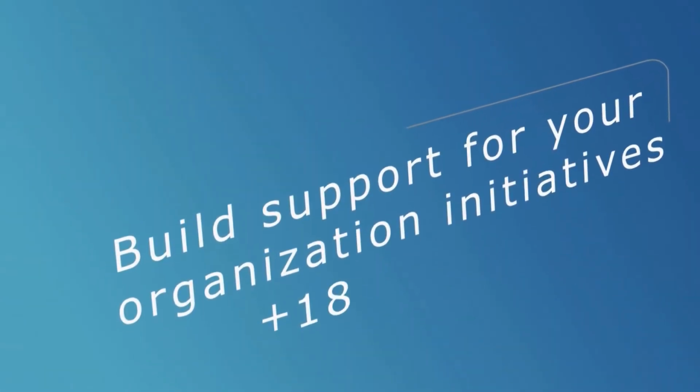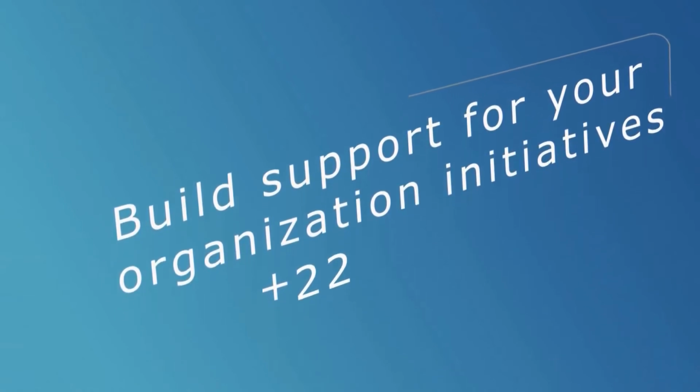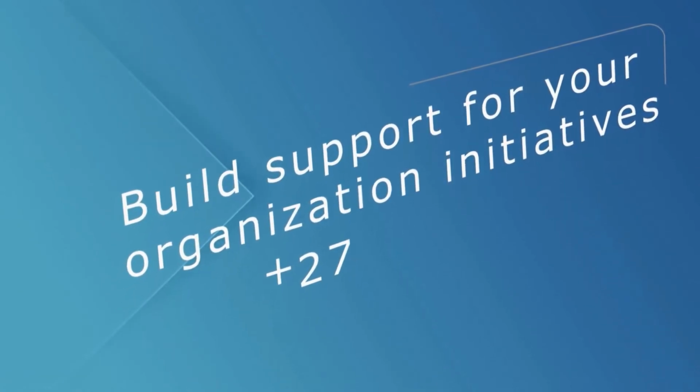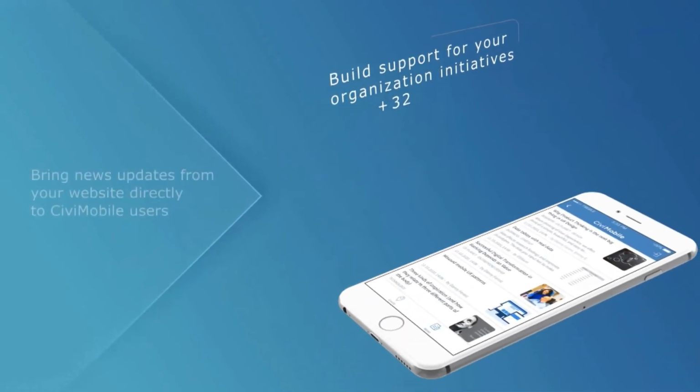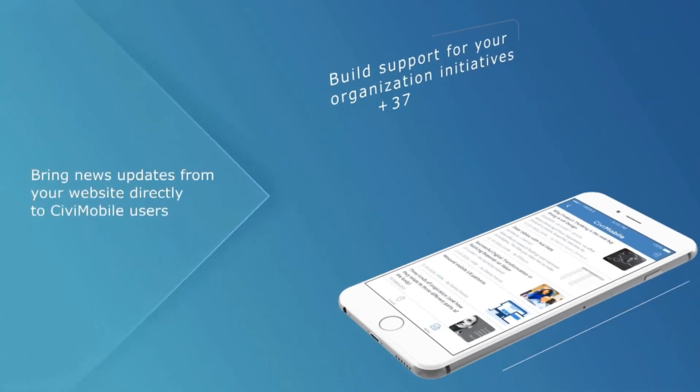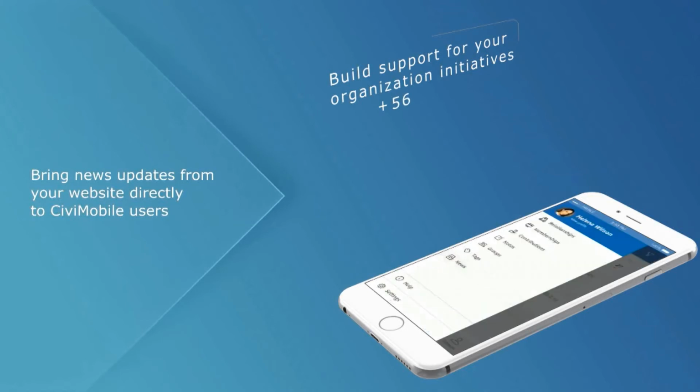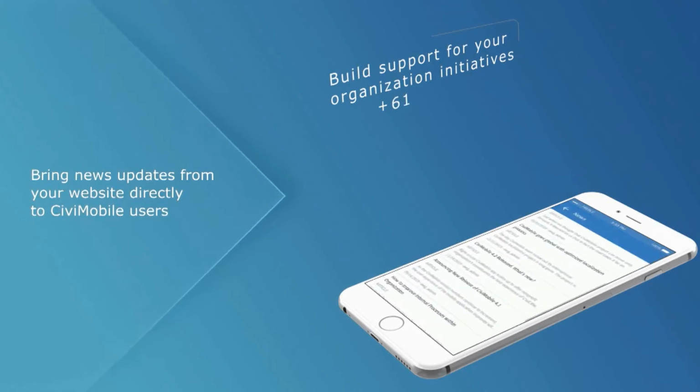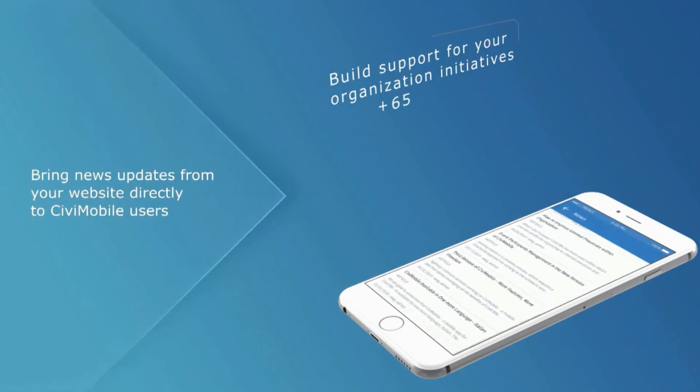Bring news updates from your website directly to CiviMobile users and build support for your organization faster. To keep users informed about the organization's latest initiatives, make the news RSS feed publicly available. Or you can also restrict access to registered users only, who will view the news feed from the side menu. The initiatives and news you share are displayed as a stream of the latest updates.